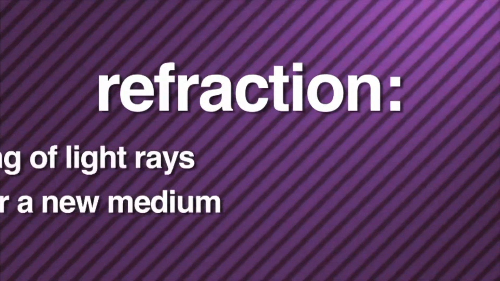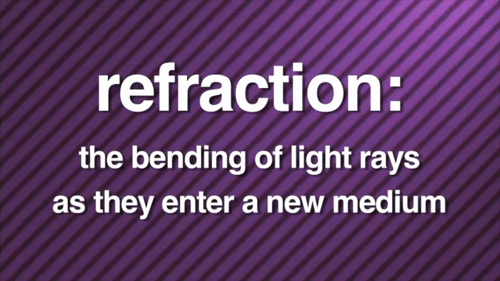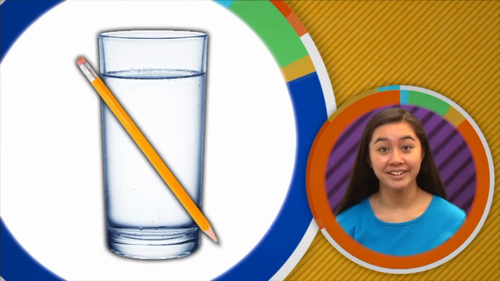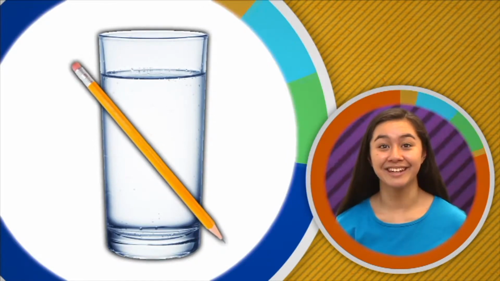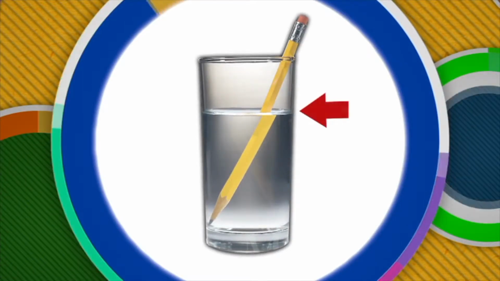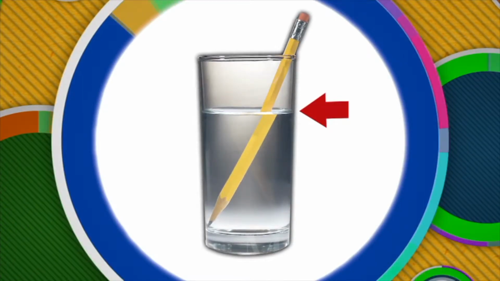A property of light that we have not discussed yet is refraction, the bending of light rays as they enter a new medium. There's a riddle that goes along with this one, and you can try it with your friends. Can you get this pencil to bend using only water? Sure, anyone can. Just watch. Ta-da! The pencil is bent. And all it took was placing the pencil in a glass of water.